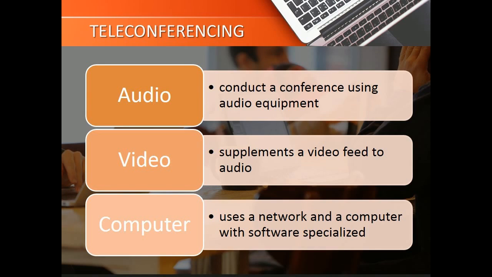Video conference, on the other hand, supplements a video feed along with an audio feed. Audio and video signals are sent and received through the use of television equipment. Now, the main difference between computer conferencing and audio and video conferencing is the equipment used. Computer conferencing uses a network and a computer with software specialized for conferencing. In addition, a camera is also required to be installed on the computer.